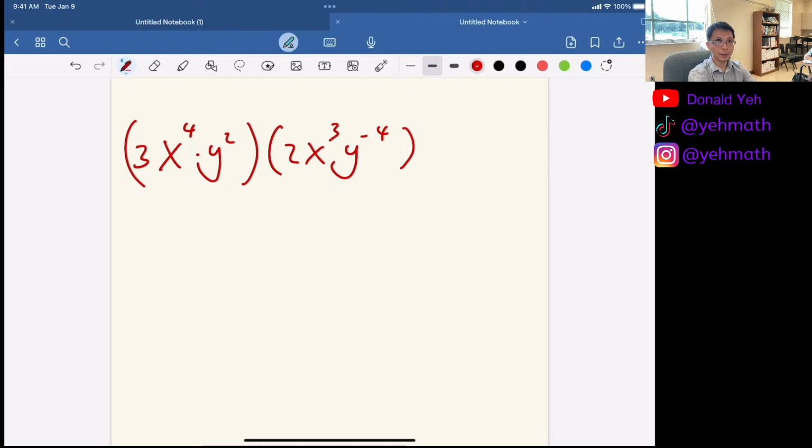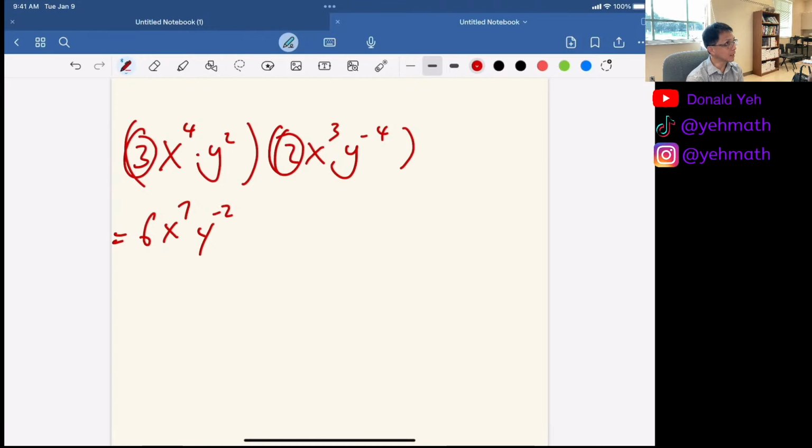All right, let's start with a simple thing. These are two parentheses next to each other. Are they addition or subtraction? Multiplication. Okay, good. I was trying to trick you, right? So they are multiplication. So that means 3 times 2 is 6, right? How about x to the 4th times x cubed? Yeah, x to the 7. Good job. How about y squared times y to the negative 4?